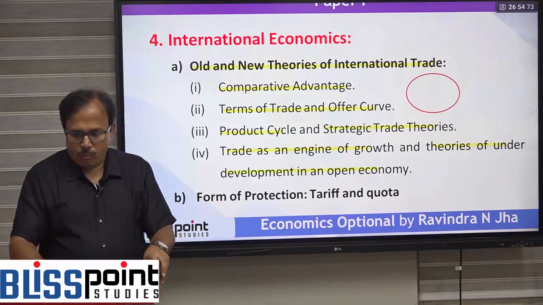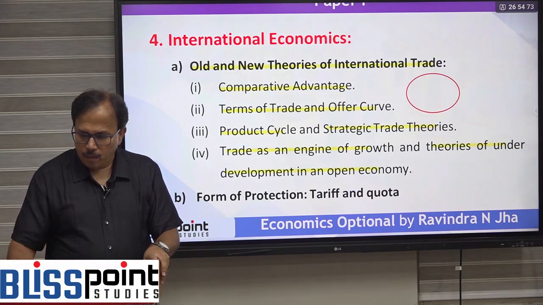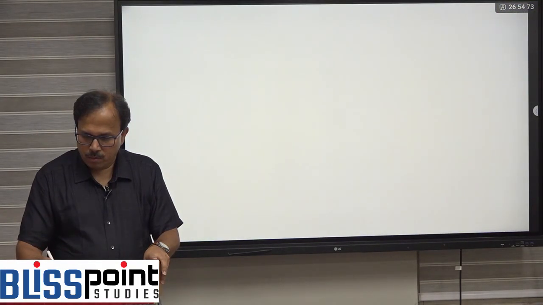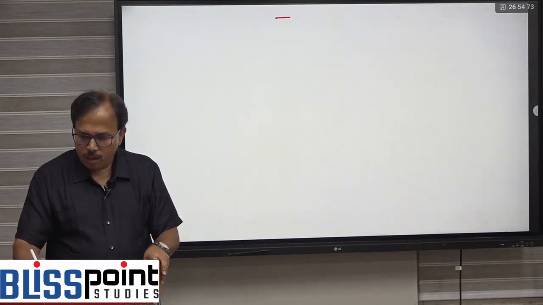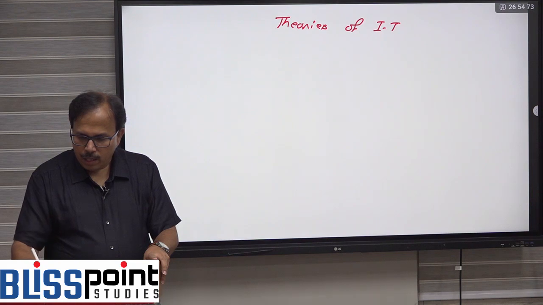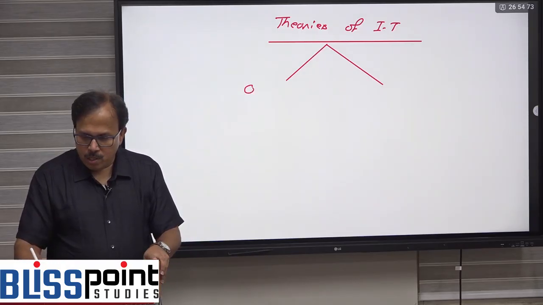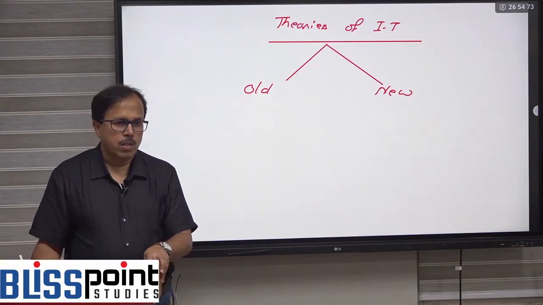So just make a framework here first. First we start the theories of the trade and divide all theories into 2 parts. Make this heading. Just make a frame first of all. Theories of international trade, and theories of international trade divided into 2 parts. First is old theories and new theories. Old and new theories.